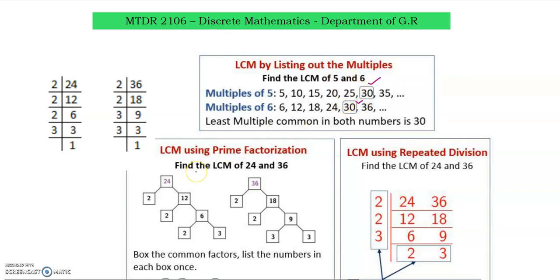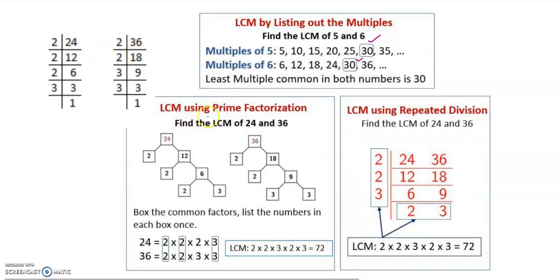Another method: similarly for 24 and 36, using the prime factorization we are going to find the LCM. Again use the repeated division for each number separately, then write the prime factors of 24 and 36. Like this, and then mark the common factors. That is here 2, 2, so 2. Here this 2 is common, so 2. This 3, 3 is common, so 3. If you multiply 2, 2, 3, that is 12, that is the GCD.